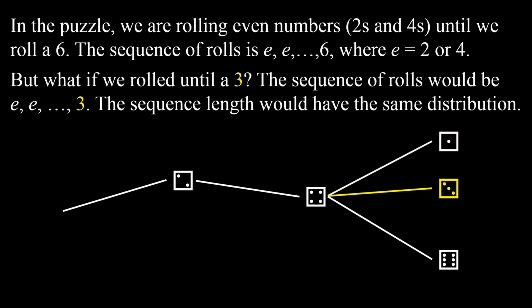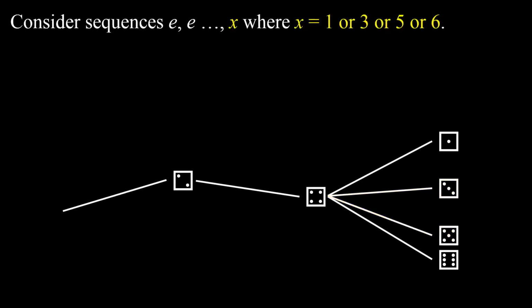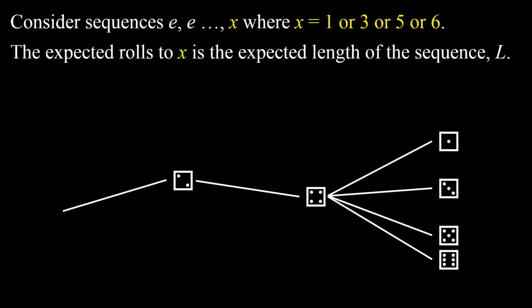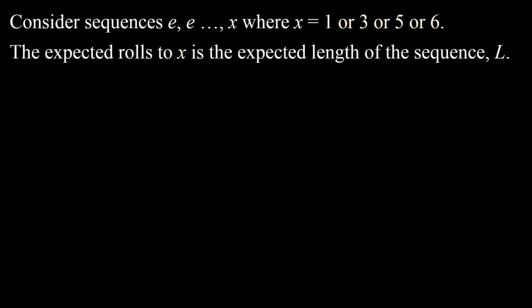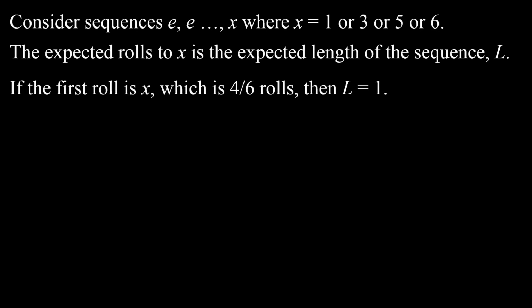So the question is, what's the expected rolls to X, or what's the expected length of this sequence, which I'll denote L. We can figure this out from a logical consideration. If we roll 1, 3, 5 or 6 in the very first roll, that's 4 out of 6 possibilities, then the length of the sequence will be 1. But if we do not, that means we rolled a 2 or a 4 in the first roll. In that case we wasted 1 roll, and then we still expect to roll just as many times until we end in a 1, 3, 5 or 6. This is a memoryless distribution.